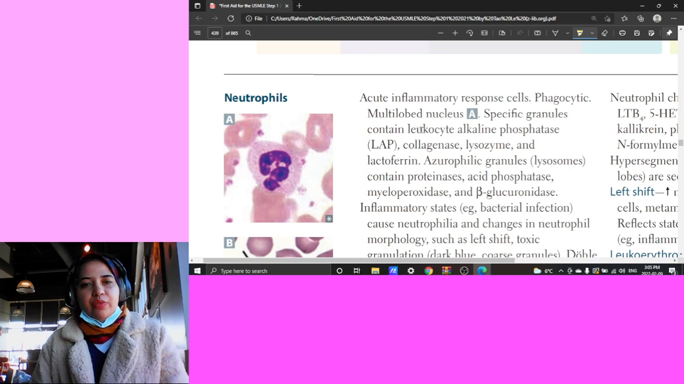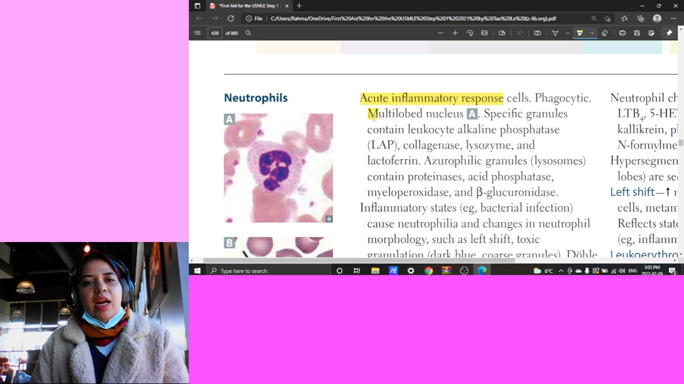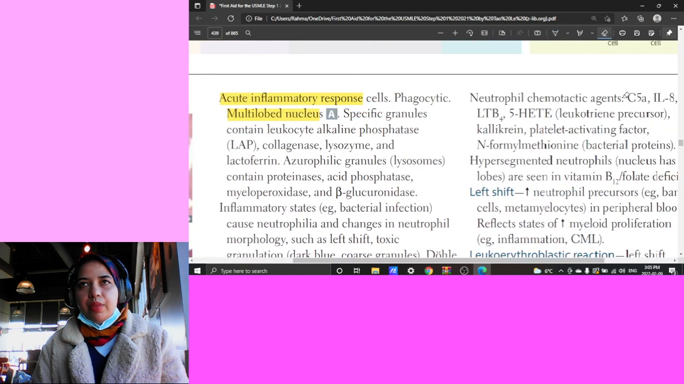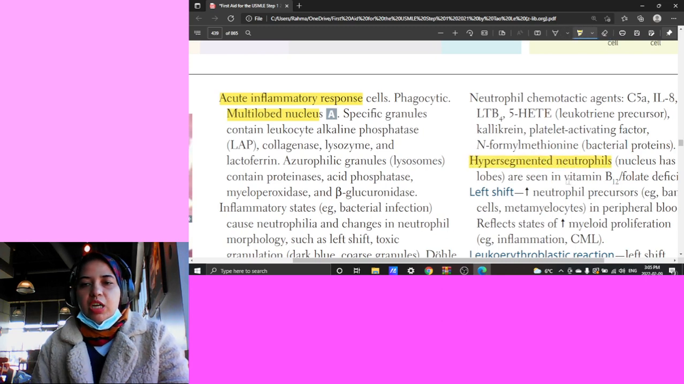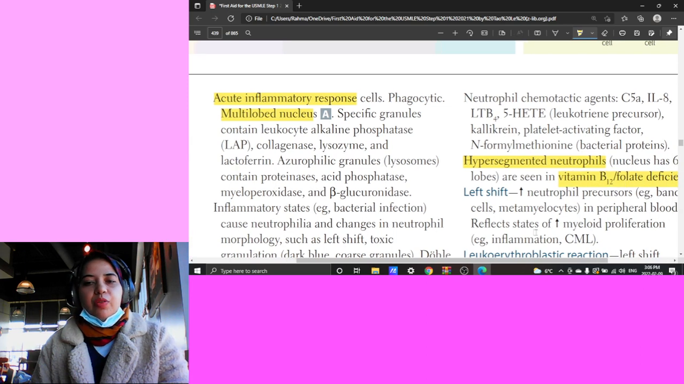So we're looking at a neutrophil right now, and it is involved in the acute inflammatory response. It has a multi-lobed nucleus. If we take a look here, we can see that it has 1, 2, 3, 4, 5 lobes. Sometimes I might see a hypersegmented neutrophil, which is listed here as part of certain pathologies, such as vitamin B12 deficiency and folate deficiency.